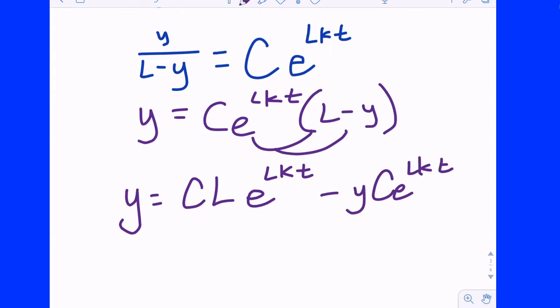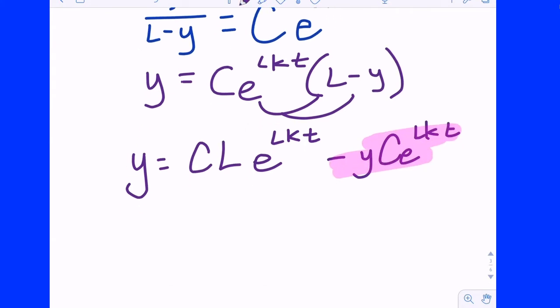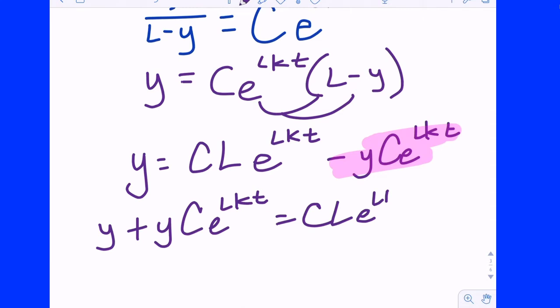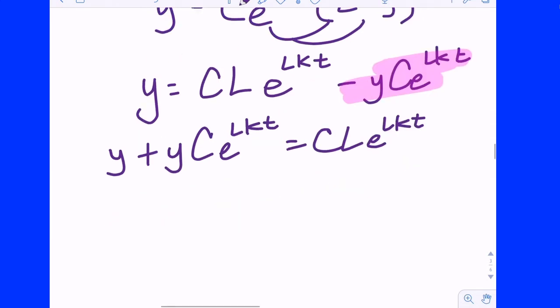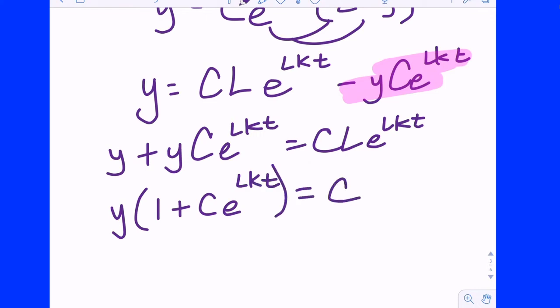Oh boy. All right, so now I have a term with a Y in it, so I'll bring it over to the left side and it becomes Y plus Y C e to the LKT equals C L e to the LKT power. Fun. Now, I'm getting there. I'm getting close. I can factor out a Y, and I get 1 plus C e to the LKT power. And that equals C L e to the LKT power.